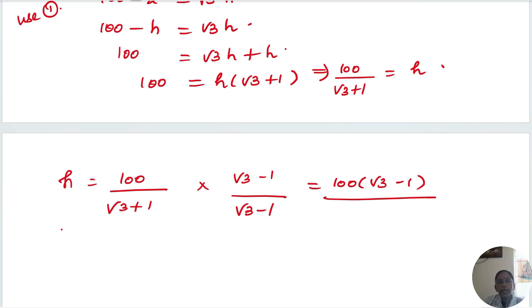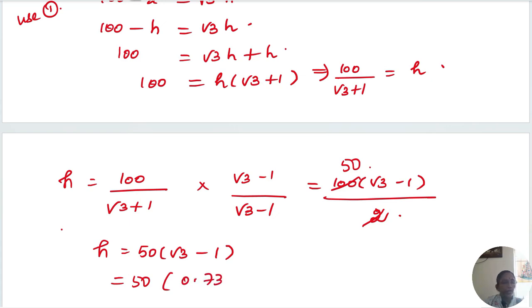And root 3 square minus 1 square, so this is equal to 2. So we can cancel this value. So 50 root 3 minus 1. H is equal to 50 root 3 minus 1. Suppose if you are given your root 3 value as 1.732, then you can do your value. So 1.732 minus 1, so 0.732, which is equal to 36.6 meters. This is the height of our lighthouse.